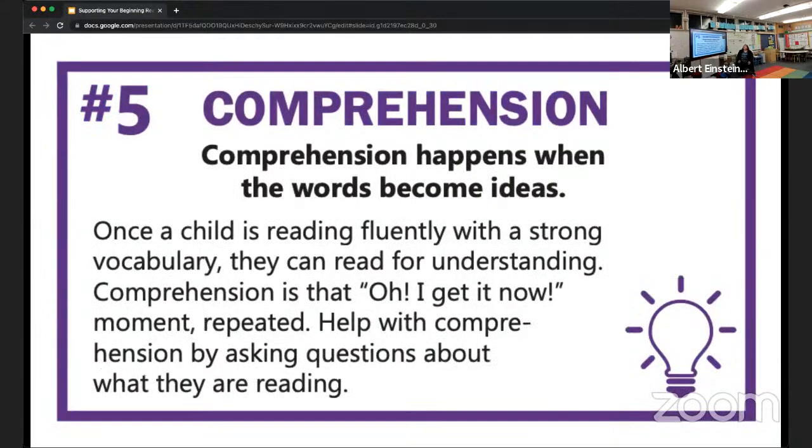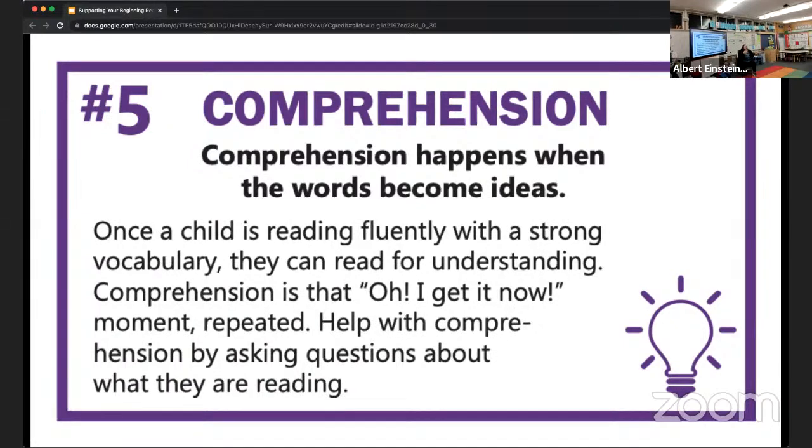Thank you, Mrs. Krim. And then this is the final piece, right? This is why we read. This is what we want our children to be able to do once they learn the other skills and are fluent with them, is they can understand what they read.